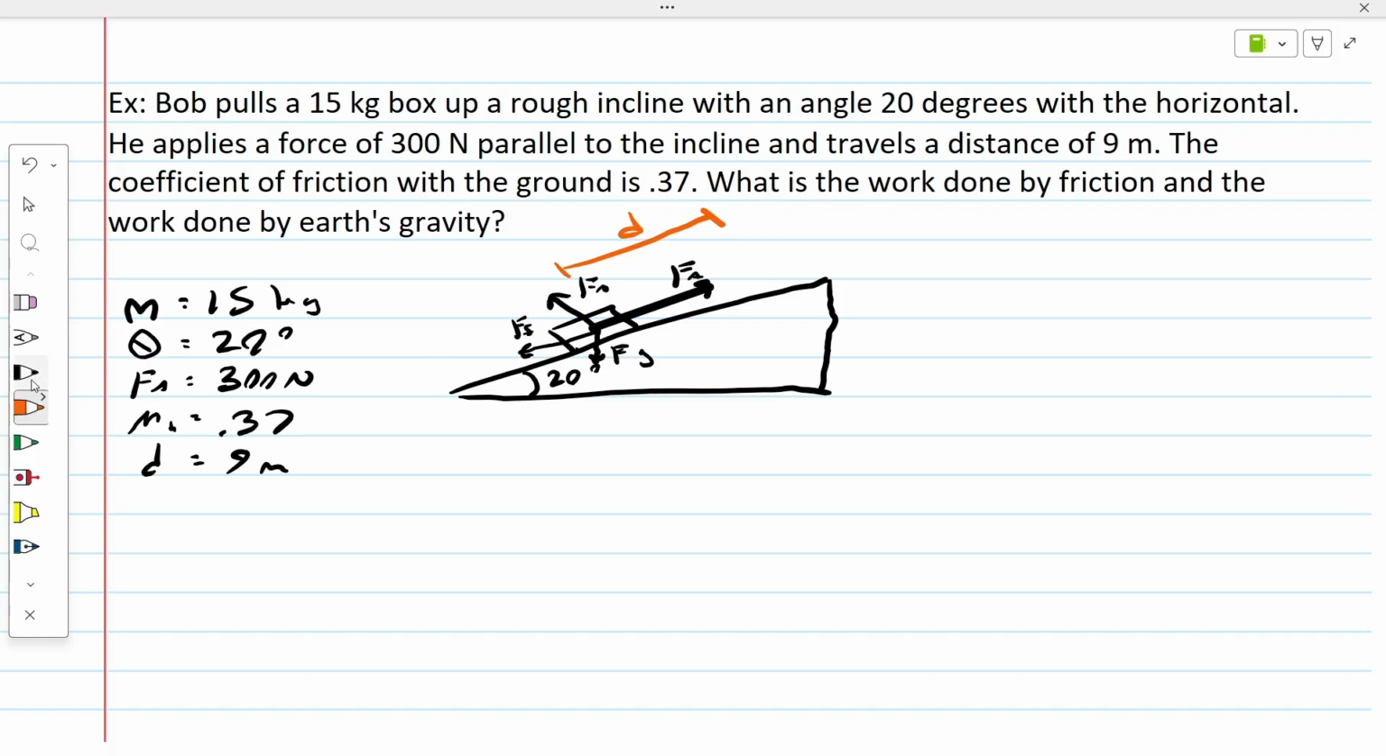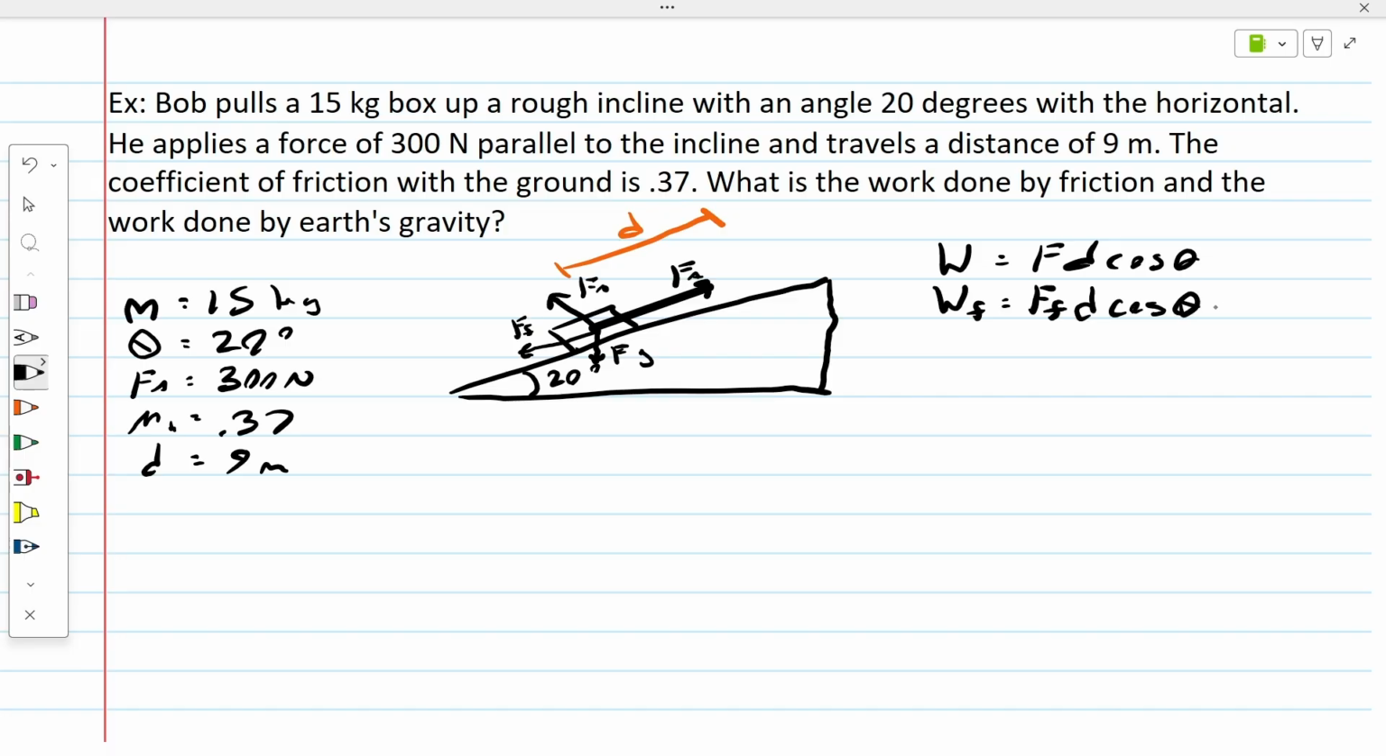So we know what work equals. The work equals the force times the distance times cosine of theta. So in this case, we need to figure out what we need for the work of friction. We know it'll be the force due to friction that's causing the work. The distance will be the same because it's how much the box is moving.